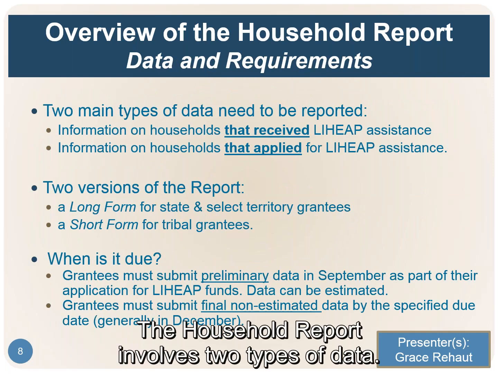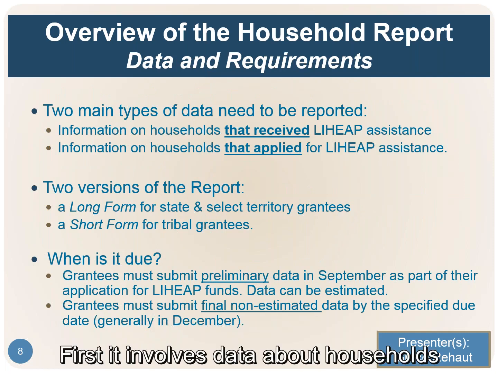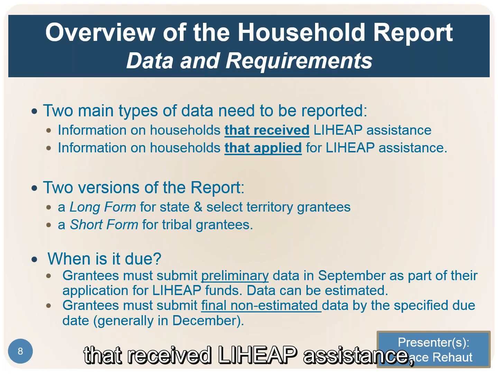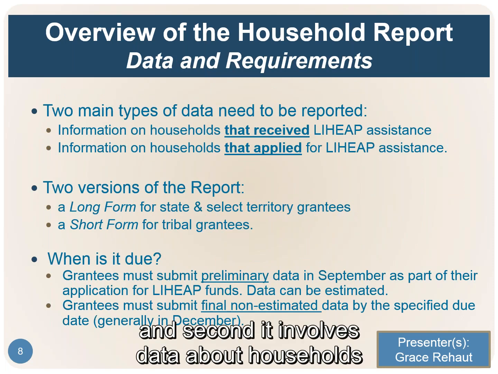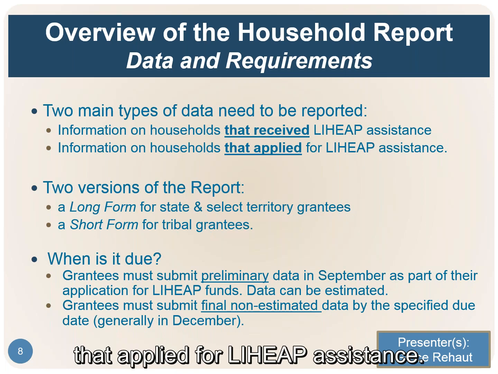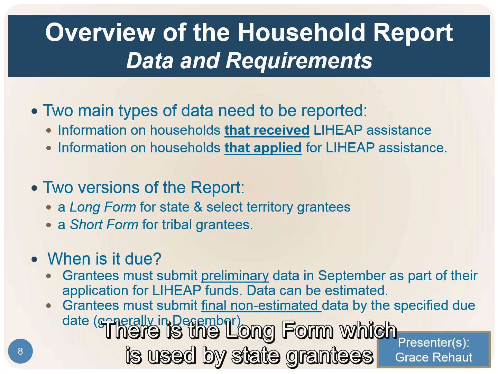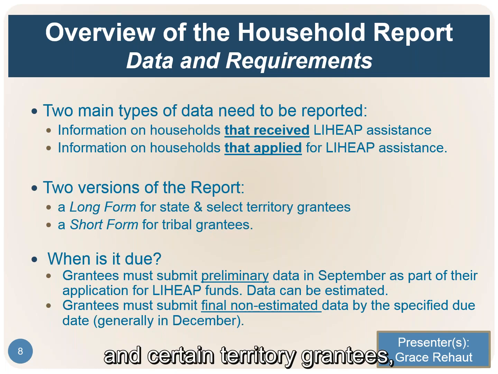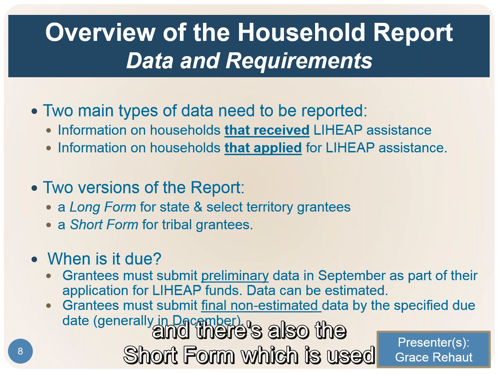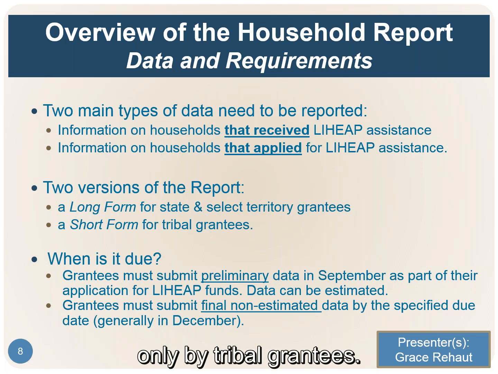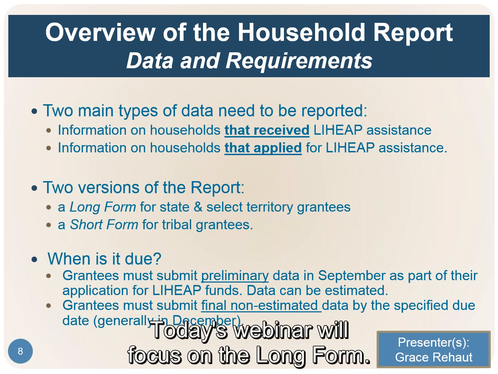The household report involves two types of data. First, it involves data about households that received LIHEAP assistance. And second, it involves data about households that applied for LIHEAP assistance. As you also may know, there are two versions of the report. There is the long form, which is used by state grantees and certain territory grantees. And there's also the short form, which is used only by tribal grantees. Today's webinar will focus on the long form.